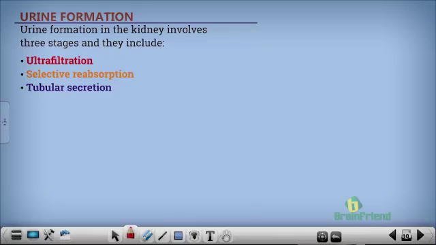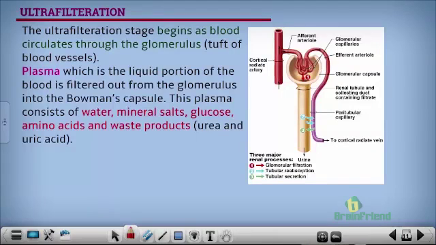There are 3 main stages in the formation of urine: the ultrafiltration stage, the selective reabsorption stage, and the tubular secretion stage. Let's look at them one after the other. The first stage in urine formation is the ultrafiltration stage, and this stage begins as blood circulates through the glomerulus.